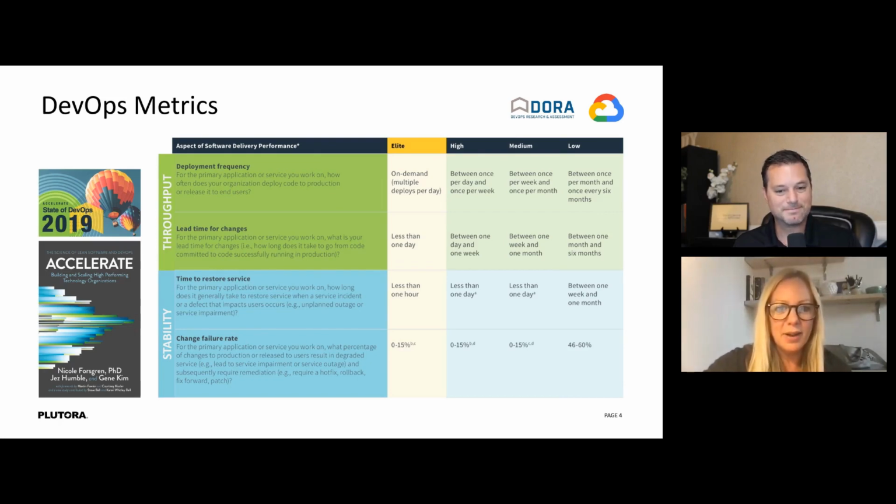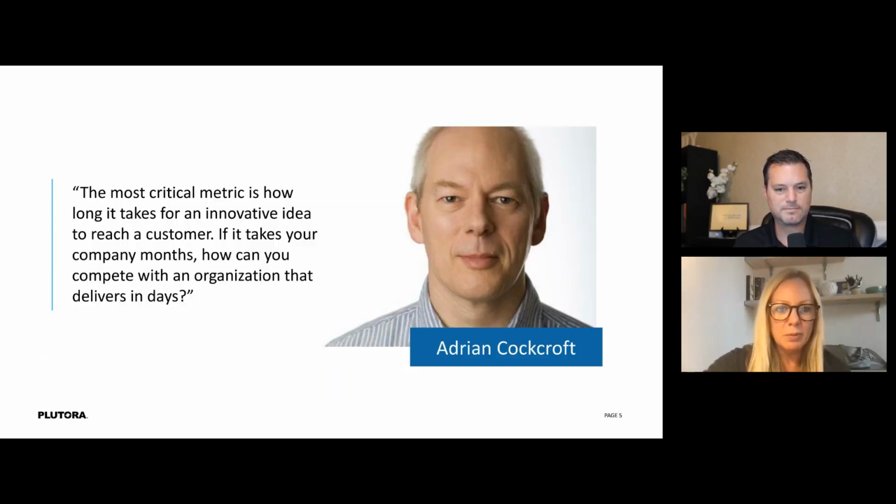Precisely. So very valuable metrics, but we're going to explore some other ones as well. So many of you, I'm sure, have heard of Adrian Cockcroft. I think he was at AWS originally. Where he's most famous for. And he said this: the most critical metric is how long it takes for an innovative idea to reach a customer. If it takes your company months, how can you compete with an organization that delivers in days? And this is the crux of digital transformation and digital disruption, I think. Jeff, what do you think about this quote?